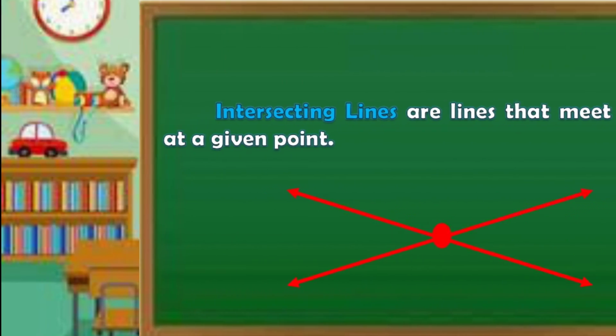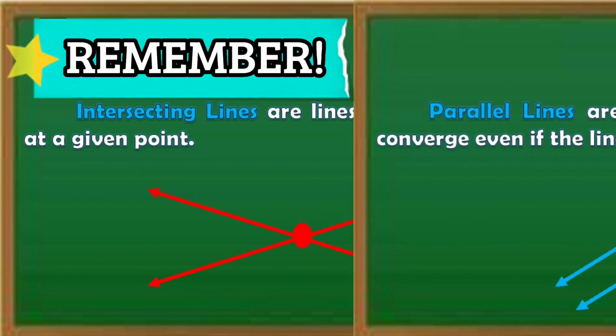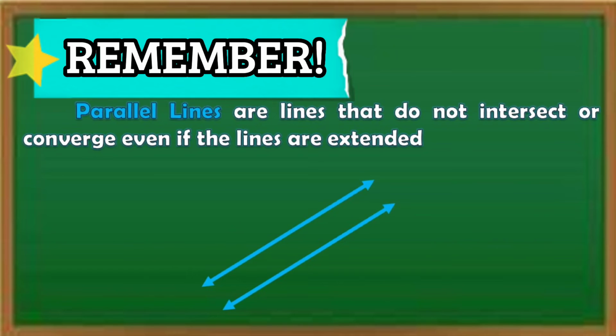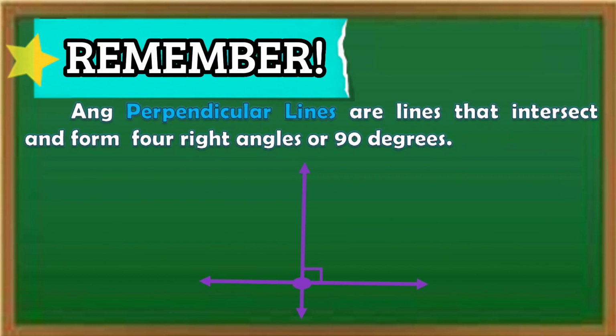Let us remember that intersecting lines are the lines that intersect or converge at a point. The point where it intersects is called the point of intersection. Parallel lines are lines that do not intersect or converge even if the lines are extended. Perpendicular lines are lines that meet and form four right angles or 90 degrees.